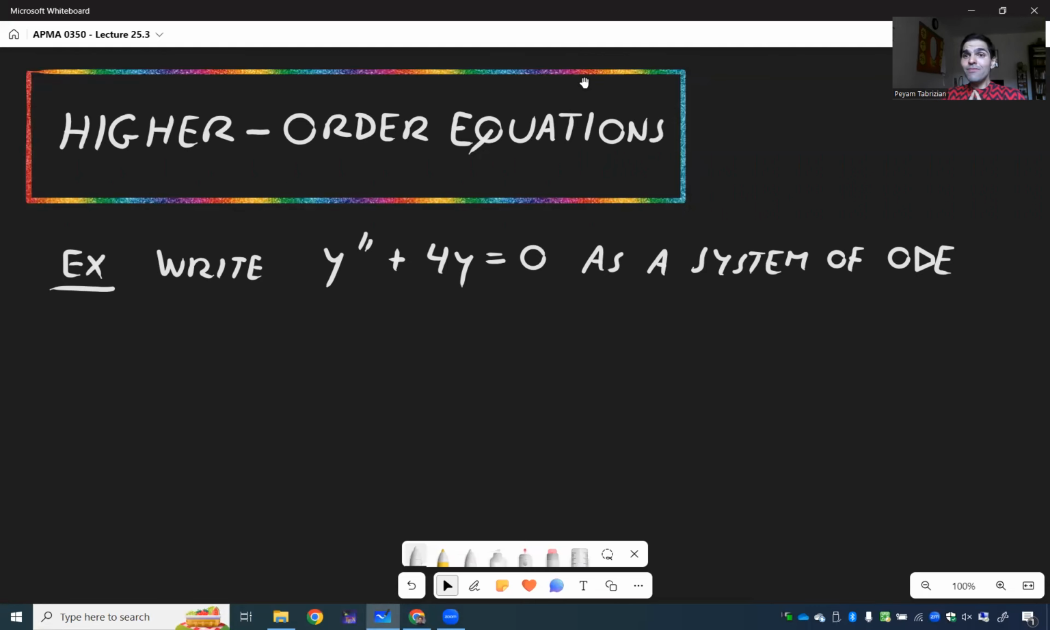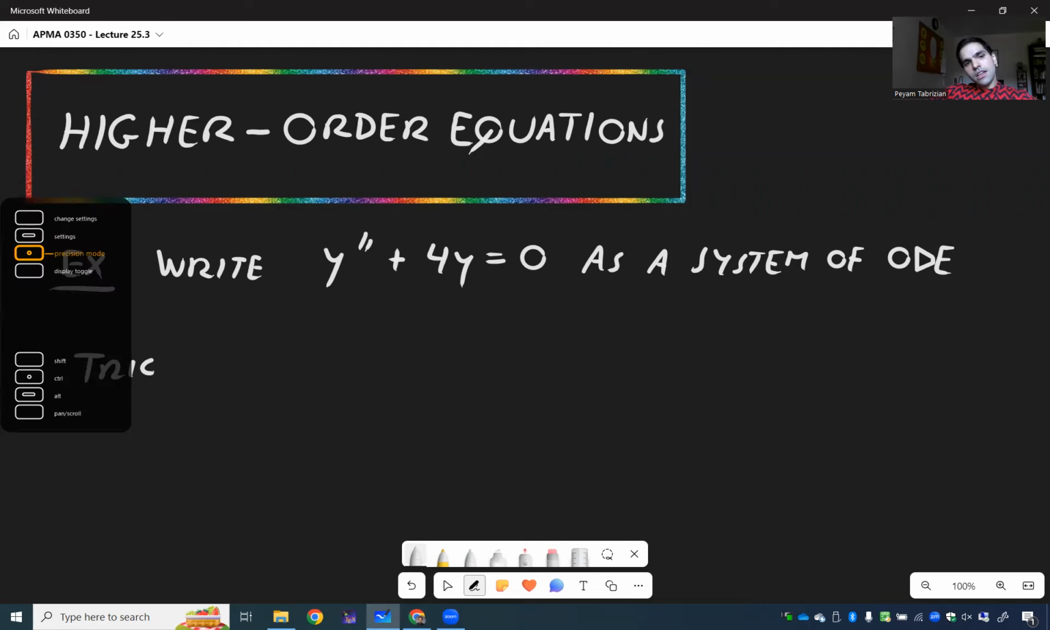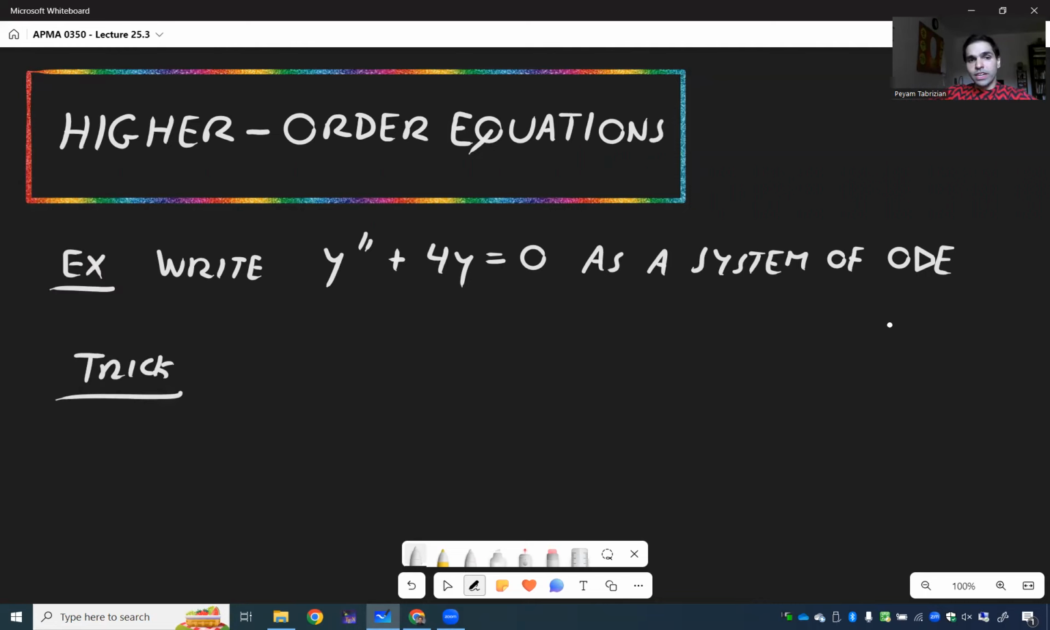Last but not least, I want to mention something extremely cool, namely everything that we learn about second-order ODEs can be naturally written as systems of differential equations. In other words, if you know how to solve systems of ODEs, somehow you'll also be able to solve all second-order ODEs. And in particular, let's try to write y double prime plus 4y equals 0 as a system of ODEs. And it's just based on this little trick.